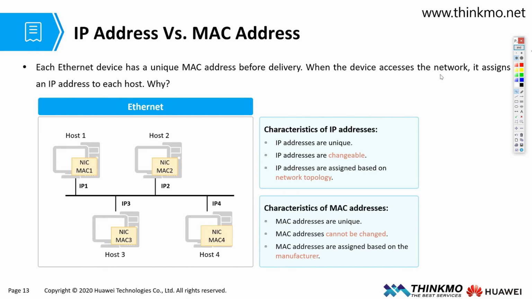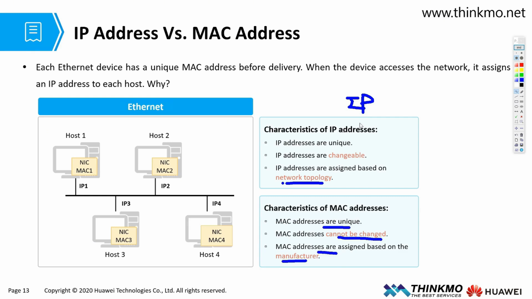So you might ask, why do we have both a MAC address and an IP address? First of all, if we assign a unique IP address to each computer here, why do we still need a MAC address? Everyone should think about it. The reason is actually quite simple. Let's first look at the difference between the two. Our IP address is unique and it can change. It is assigned based on our network topology. As for the MAC address, it is also unique and it cannot be changed. Besides this, the MAC address is automatically assigned by the manufacturer for us.